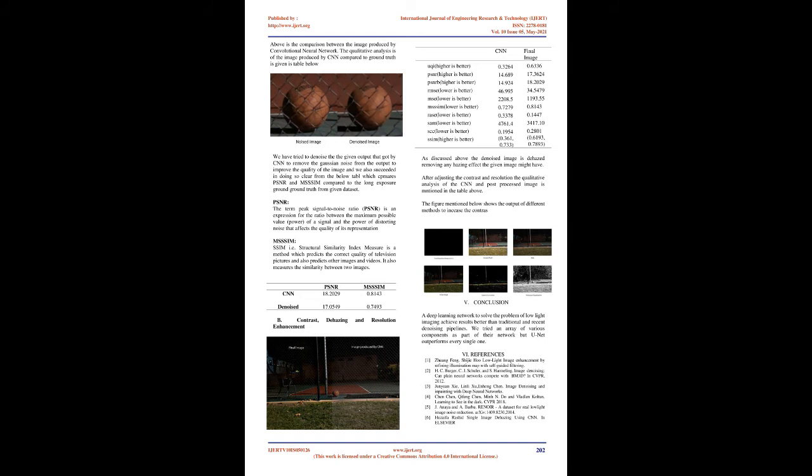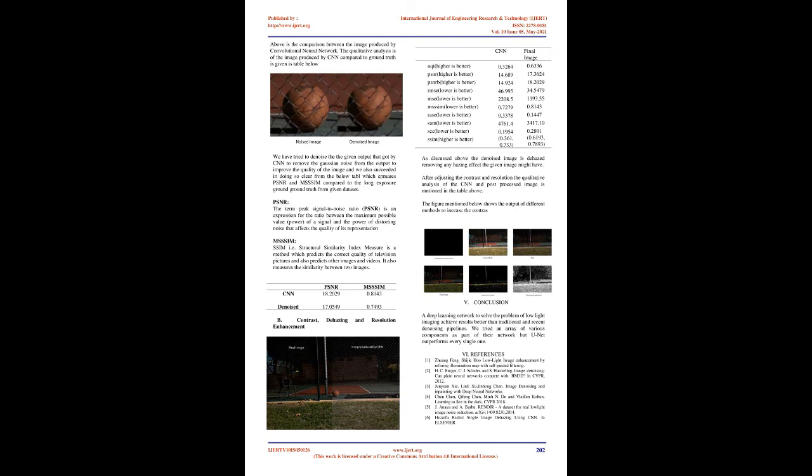4. Results. A low-light image enhancement using CNN. Above is the comparison between the images produced by the convolutional neural network. The qualitative analysis of the image produced by CNN compared to ground truth is given in the table below. We have tried to denoise the output obtained by CNN to remove the Gaussian noise from the output to improve the quality of the image, and we also succeeded in doing so, clear from the below table which measures PSNR and MSSIM compared to the long exposure ground truth from the given dataset.